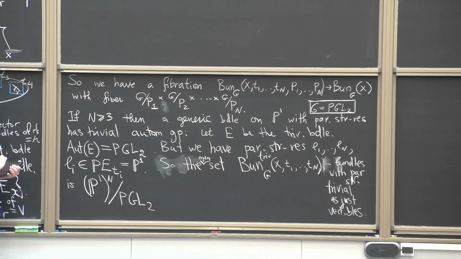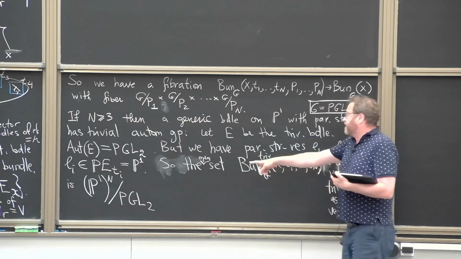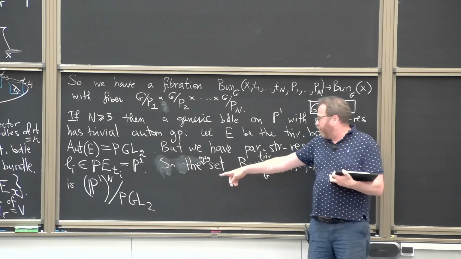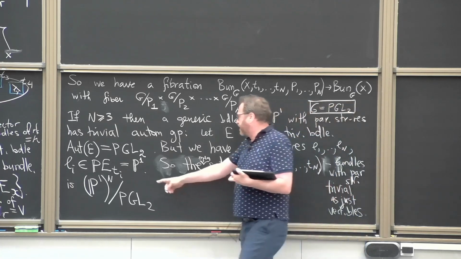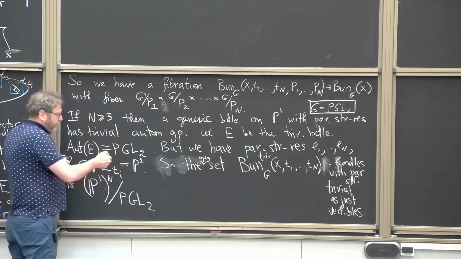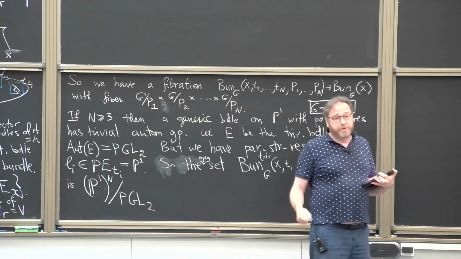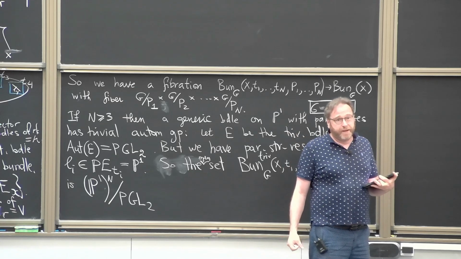So this is a much more explicit space on which we can do computation. Note that this is still a stack because there are some points here. So this is just collections of n points, but there are still stabilizers. For example, if all points coincide, there is a stabilizer of a point on P1, which is the group B of upper triangular matrices.